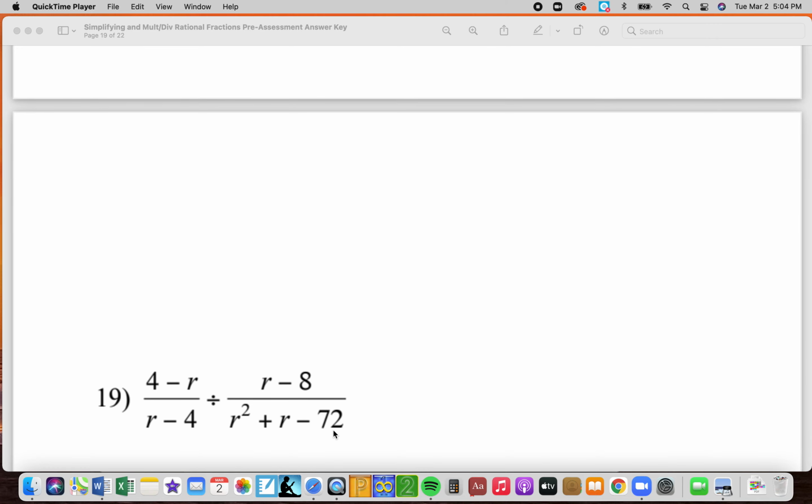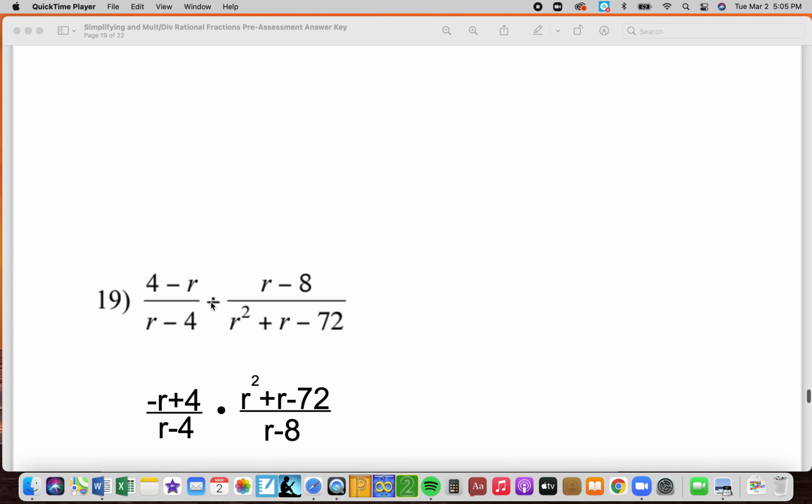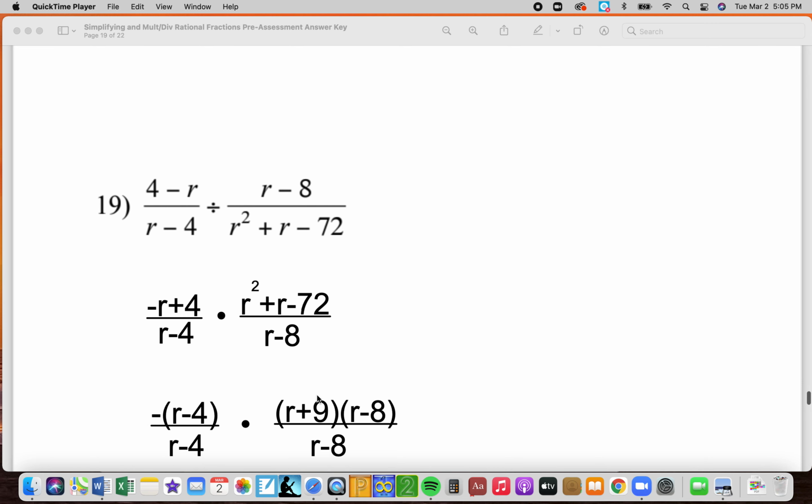Number 19 has a whole lot of stuff going on. So first we switch from division to multiplication by taking the reciprocal of the right side. Now, as a first step, I also rewrote this top left in standard form, and now I have to address the negative, and I have to address the fact that I can factor that trinomial. So if I factor out a negative, it leaves me with r minus 4. Factors of 72 when subtracted equal 1. Signs are different. Bigger is positive. We get r plus 9, r minus 8.